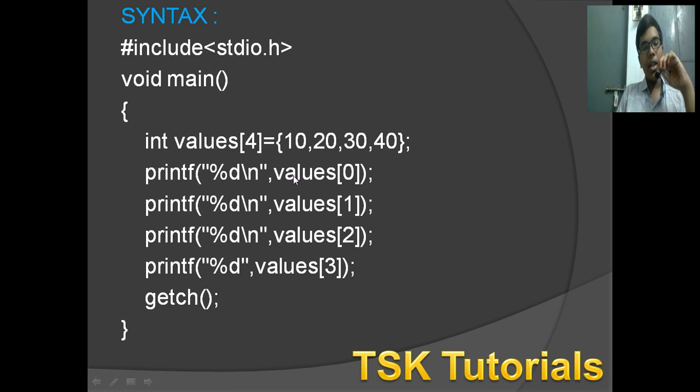Hence, to print 10, I have to give the command values[0], closing the brackets with a semicolon. Similarly, to print 20, I have to give values[1], to print 30, values[2], and to print 40, values[3]. We can store as many values as we need and access the value we require. If I need only values[1], I will print only that line and ignore all the other lines. It depends upon your requirement. Now the closing is getch and the closing braces.